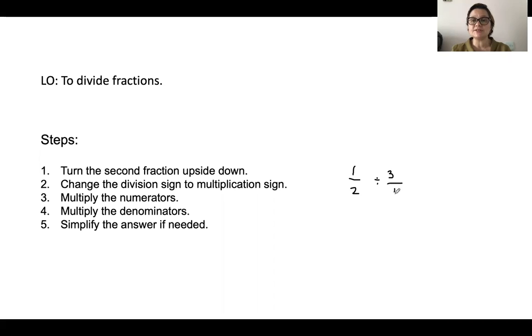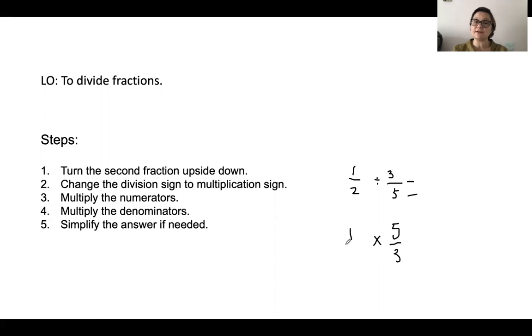Turn the second fraction upside down means this is the second fraction, turn it upside down. I'm going to write out all the steps one by one, and what they mean. Upside down means 3/5 becomes 5/3. The second step says change the division sign to a multiplication sign. And then the third step says multiply the numerators, multiply the denominators.